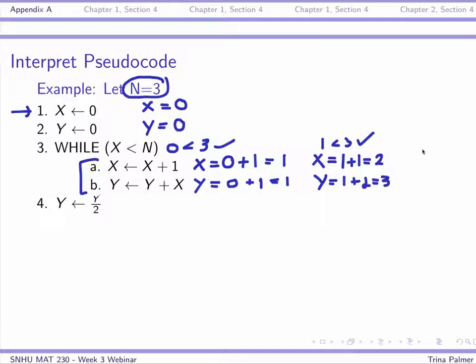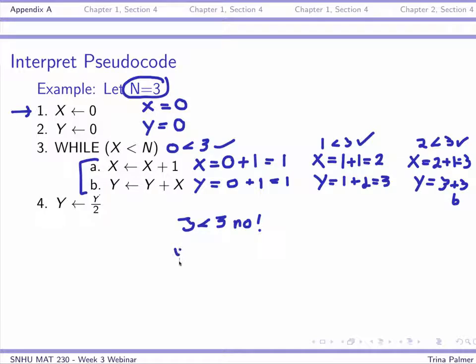And now I check again. My x is 2, is that less than 3? Yes. So I'm going to repeat those steps. In my x storage spot, it's the previous x plus 1, which is 3. And my y value is my previous y plus my most recent x value, which is 3. So right now I have a 6 in my y storage spot. And now I check again. My x is 3, is 3 less than 3? No, so I don't repeat the loop, and now I go to step 4.